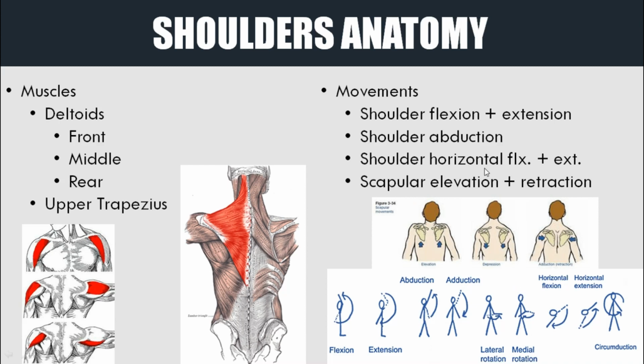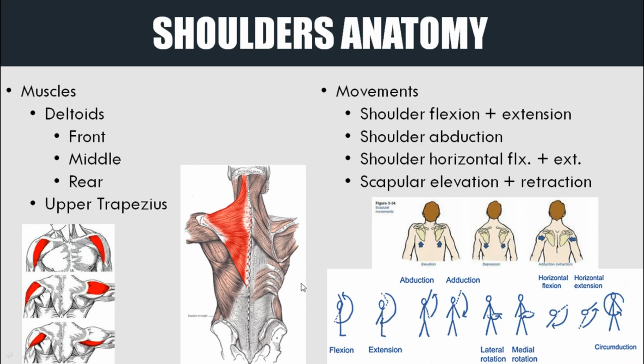We then have horizontal flexion and extension, which is basically if we have the arm out in front of us, parallel to the ground, and we move our arm towards the middle of our body, so across our body, that's going to be horizontal flexion. And then horizontal extension is when we do the same thing, but we move it away from the body. So if we have the arm out straight in front of us again, parallel with the ground, and we move it towards the same side that arm is on, that's shoulder horizontal extension.